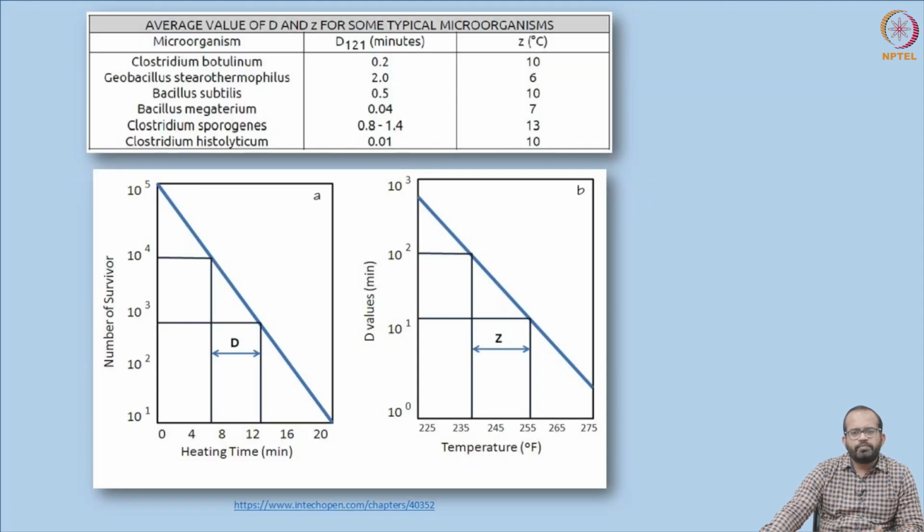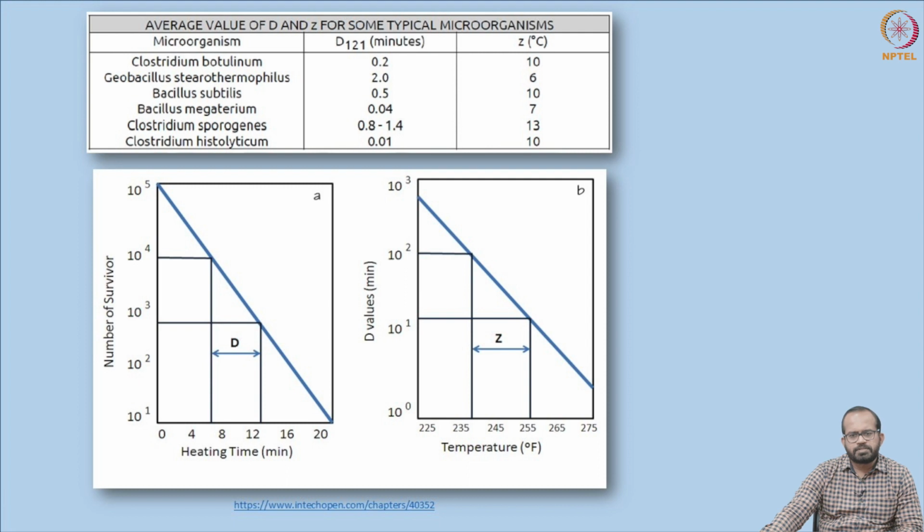The average values of D and Z for different kinds of microorganisms are shown here. For Clostridium botulinum, the D121 is 0.2 and the Z value is 10. For Geobacillus stearothermophilus, the D121 can be 2 to 4 minutes, and the Z value is around 6. Like that, different D values and Z values are assigned to different microorganisms. You can see that both the thermal death time curve and the thermal resistance curve are shown here simultaneously.